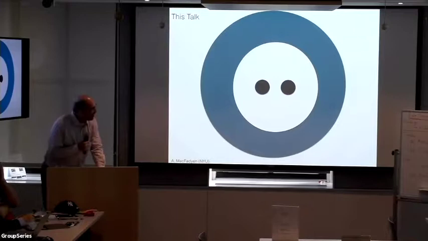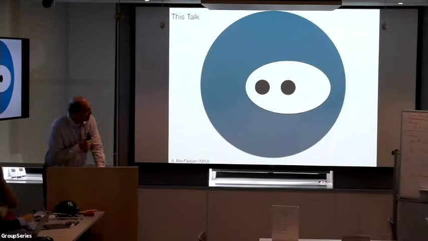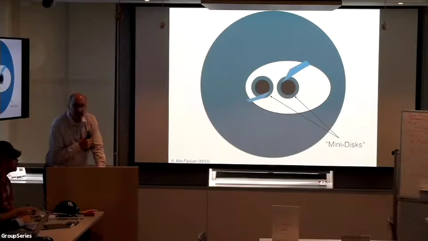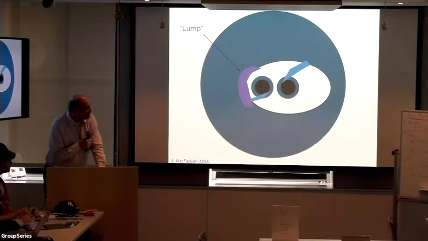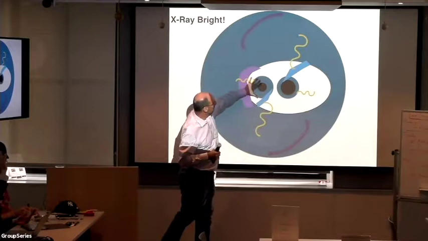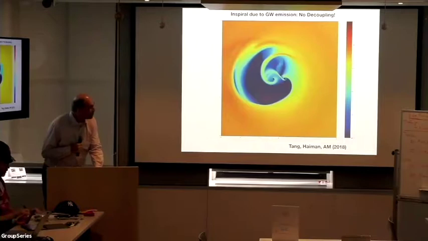The basic picture from the simulations is that there's a cavity, but it's not round, it's elliptical. It's off center, and there's gas making it into the cavity onto each black hole. There are mini disks around each black hole. There's a lump, a non-axisymmetric feature in the disk, which speeds the disk. And this is the final picture, that you get emission from all these components. You have a shock here, you have shocks here, you have spiral shocks in the circumbinary disk. So it should be a bright source.